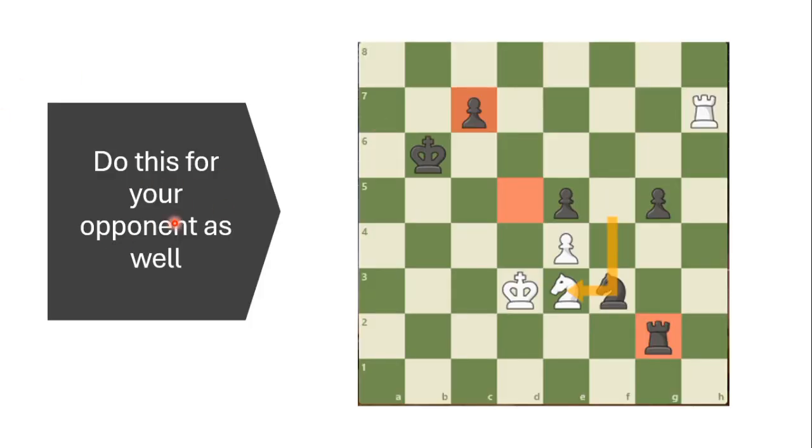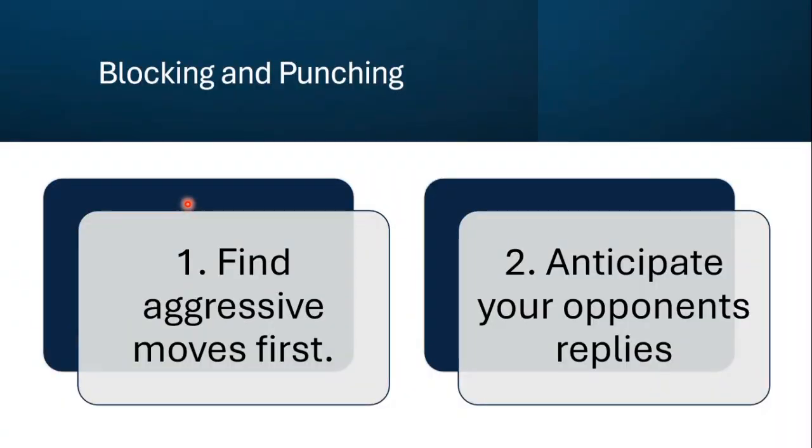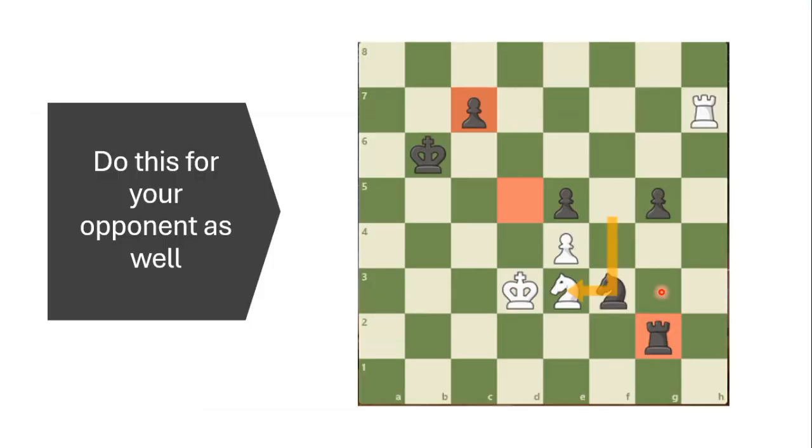You want to do this for your opponents as well. If we look at step 2 here, anticipate your opponent's replies. This is a famous game in the World Cup between Epishin and Wei Yi. Wei Yi played g3, and Epishin replied here with, I believe, f6. The idea here was to prevent a g5 check.